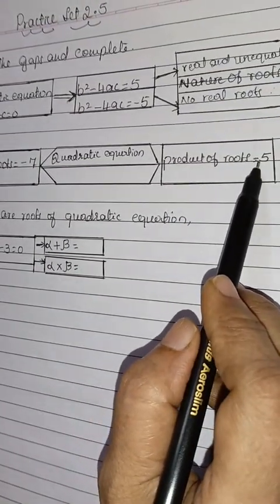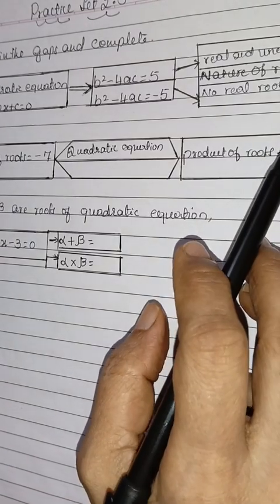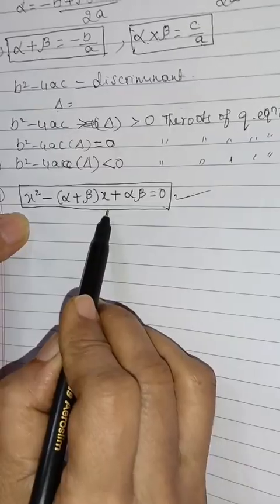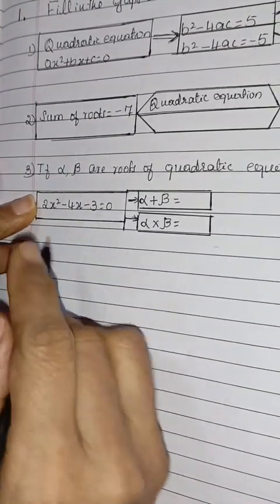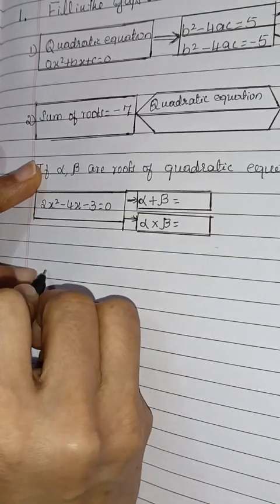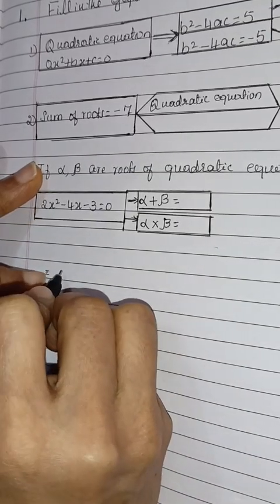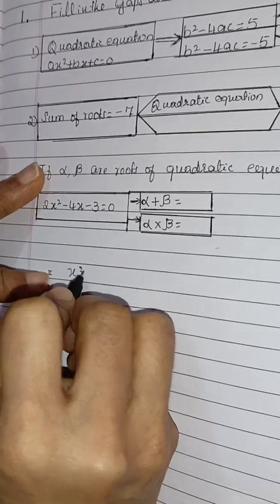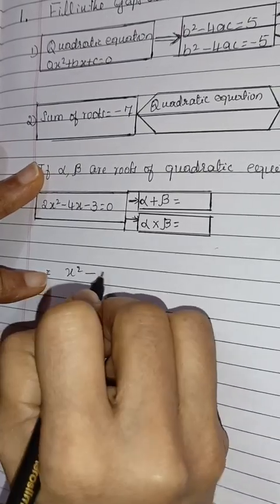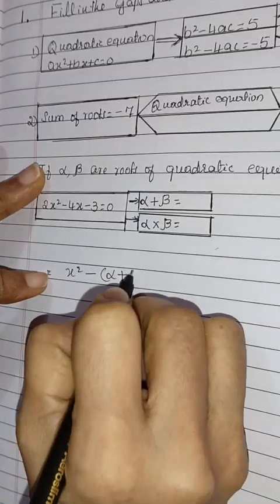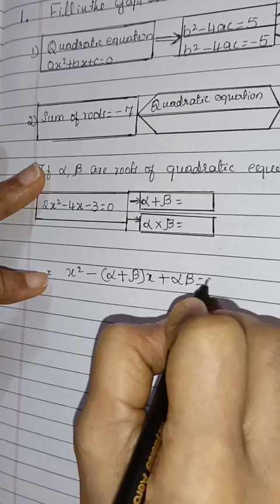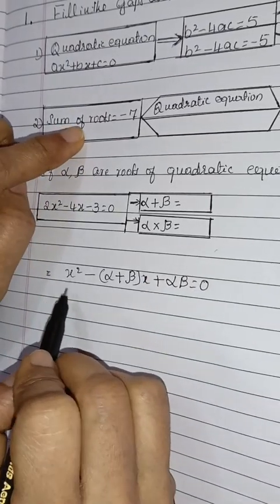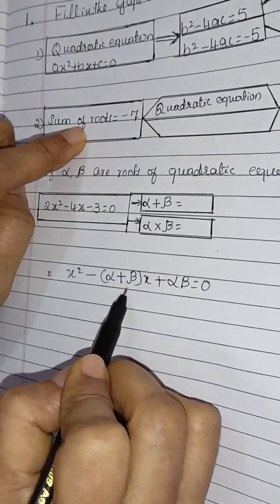In the second one, we have to form a quadratic equation. Here the product of roots is 5. So what is the formula? We have the formula here. For this we'll write the formula: x square minus (alpha plus beta) x plus alpha beta equal to 0. This is the formula to form an equation.